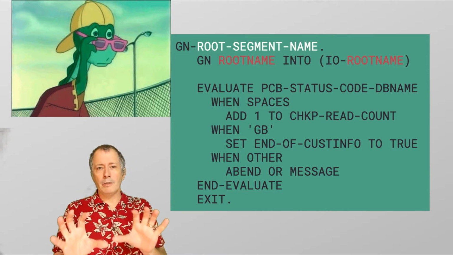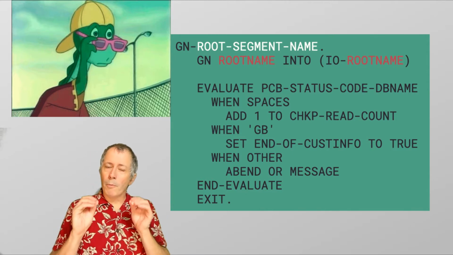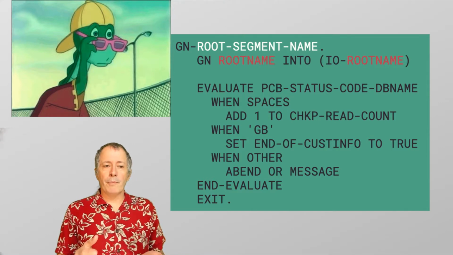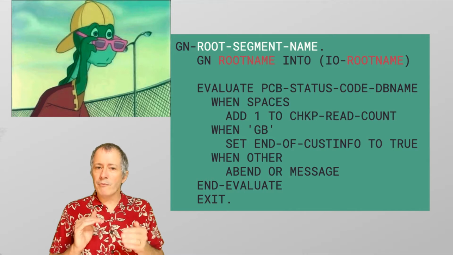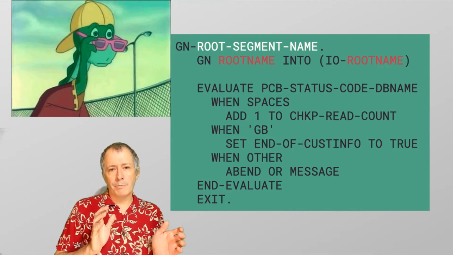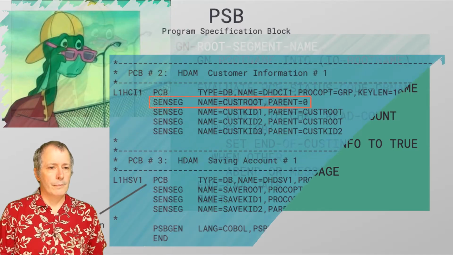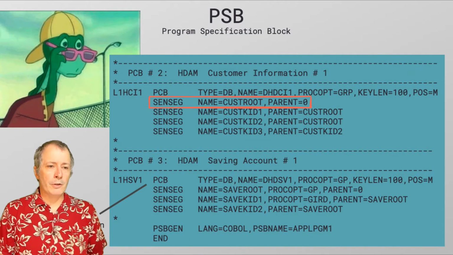Try to keep the processing of the data to a minimum. In this example, the checkpoint read count is incremented by 1, but there's nothing from the data that is processed in this paragraph. Okay, how does one know the name of the segment?